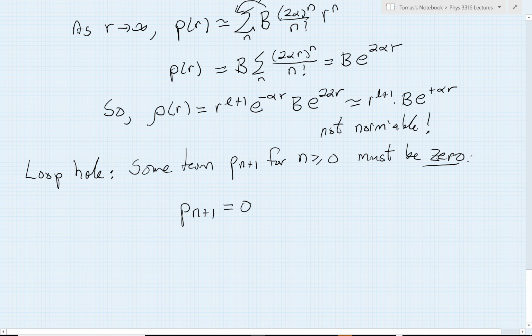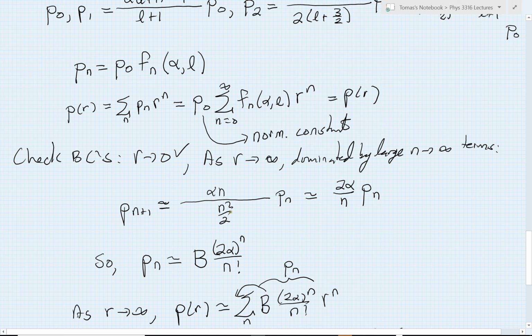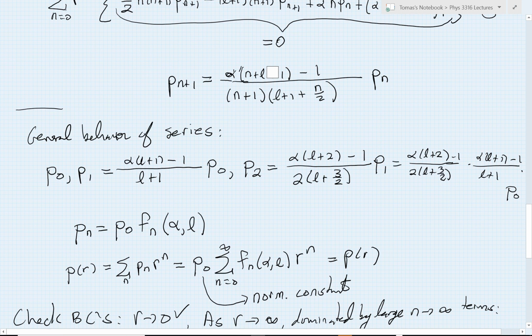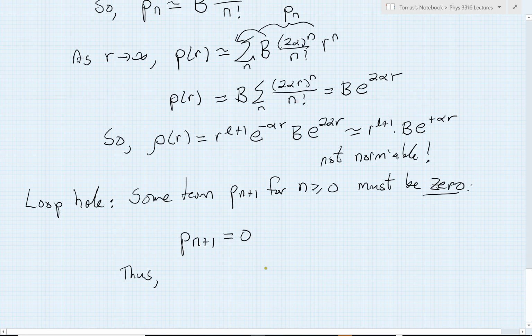Now, how can that happen? Well, let's look at the recursion relation. The recursion relation, not the approximate one, but the actual one, has this factor in the numerator. I therefore need this factor to be 0 to give me a bound state. This is what I need. This must equal 0. That's what the boundary condition is actually telling me.